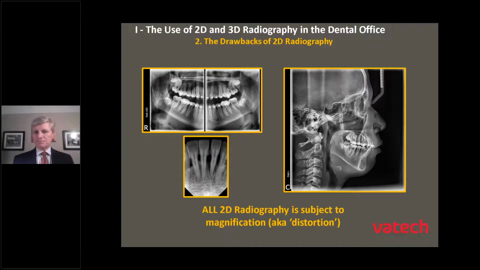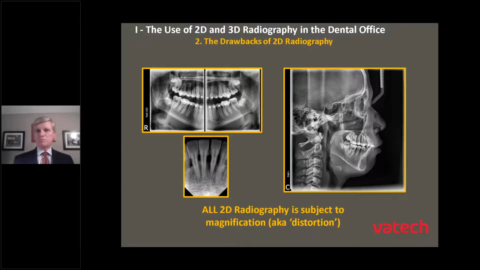And just as a quick side note, when I'm talking about some of the drawbacks, what we're really referring to is primarily the inherent magnification, or what is often referred to as distortion in your panorama image. And as I said, this extends to all 2D radiography, not just Vatech. This is universal across all 2D imaging. Because really what we're dealing with is an X-ray source and our sensor, which is basically capturing the light from the X-ray tube to generate these images, okay?